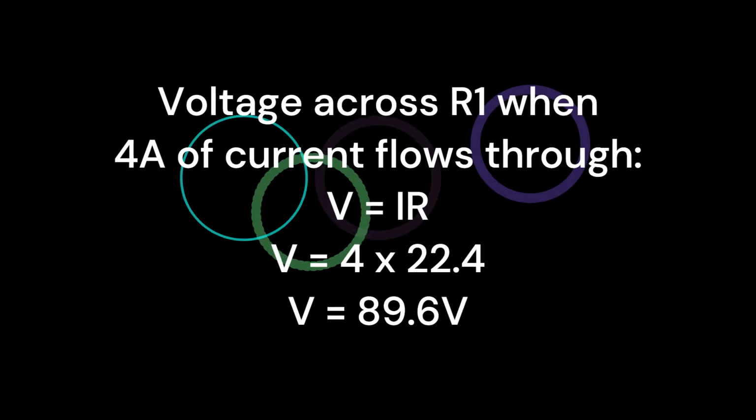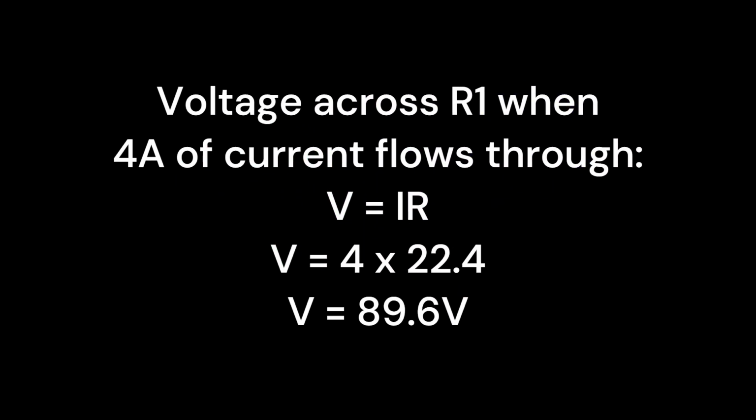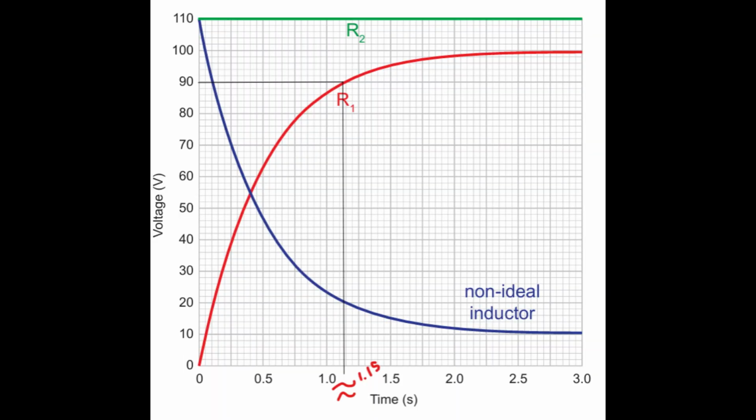R1 has a resistance of 22.4 ohms. The voltage across R1 when 4 amps of current flows through it is 89.6 volts. When the voltage across R1 is 89.6 volts, the time is roughly 1.15 seconds.